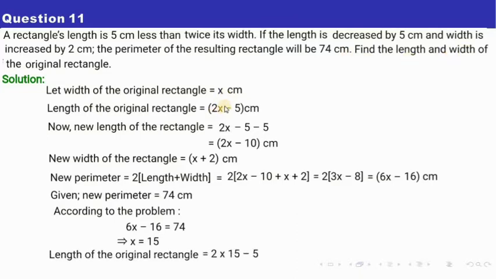So let us calculate 2x minus 5. The original length is 2x minus 5, where x is 15. So 2 into 15 is 30, minus 5 is 25. So the original length is 25 and the original width is 15 centimeter. You may pause the video to note down.